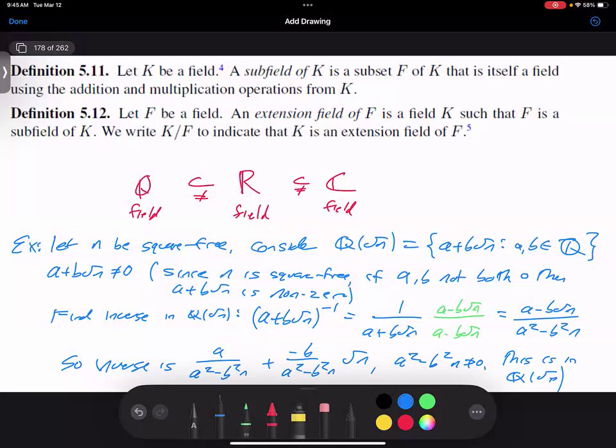So what this means is we actually have another field, Q adjoin square root of 2. So that's larger than Q and smaller than R. And so it's an interesting question to try to figure out what are all the possible extension fields in different setups. All right, so this is a good place to stop.